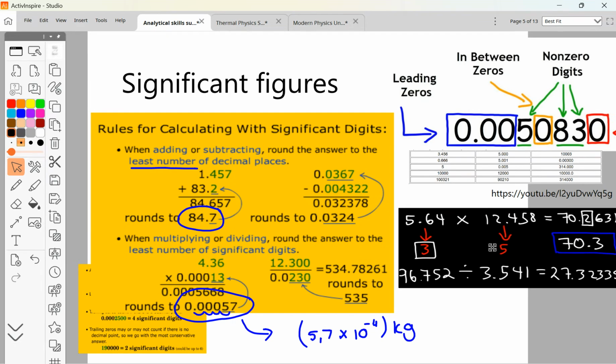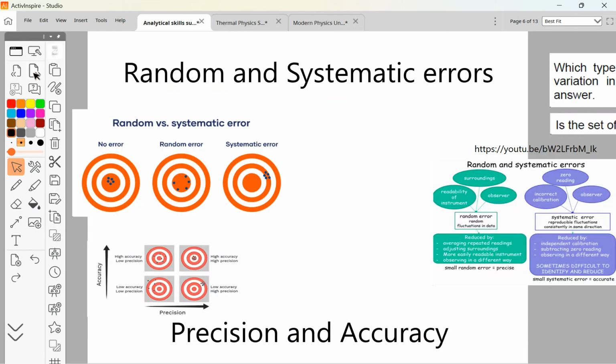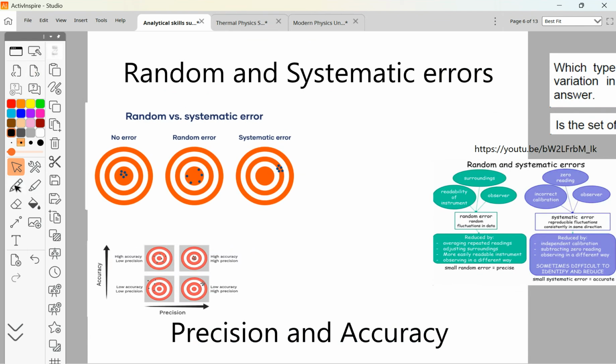This was just an example from the video that I've loaded there for you, but you can go and watch it. He goes through the steps one by one with plenty of examples. If we're looking at random and systematic errors, I'm not going to spend much time here. You've done this for many years now.